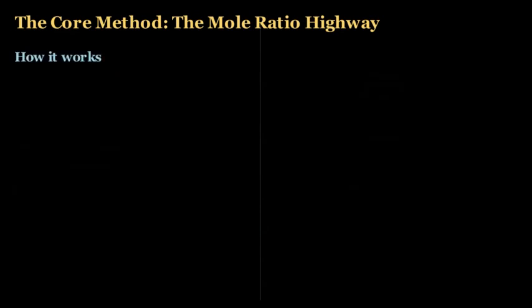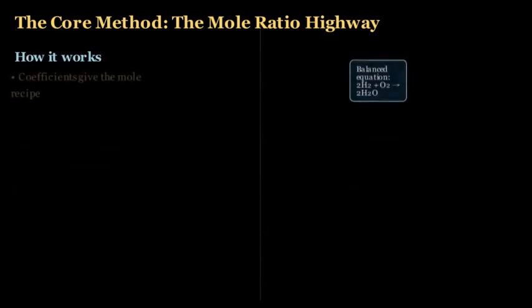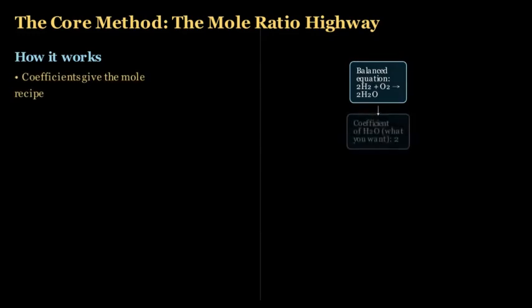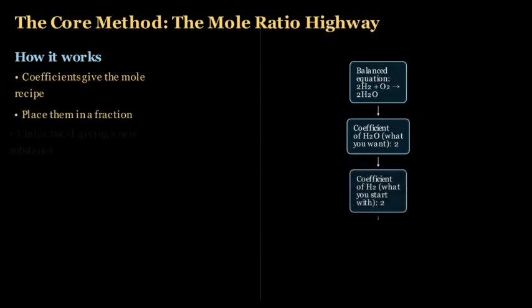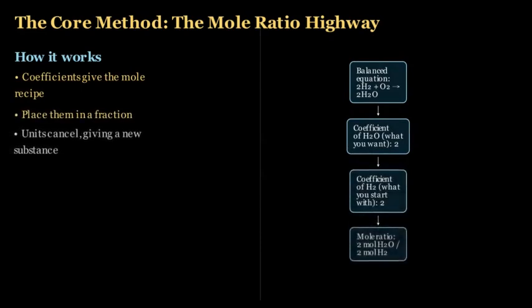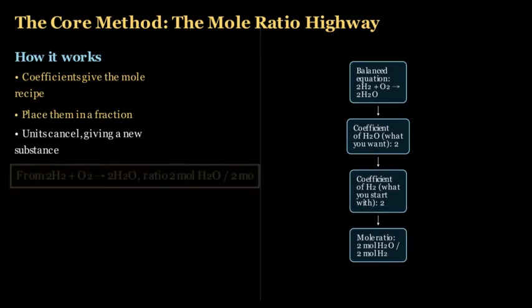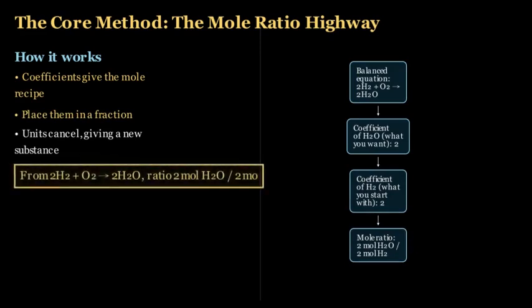Here's how it works. Look at the balanced equation. The coefficient in front of a substance tells you how many moles of it are in the reaction. For example, the 2 in 2H means 2 moles of hydrogen. To build the highway, you take the coefficient of the substance you want to find and put it on top, and the coefficient of the substance you're starting with on the bottom. When you multiply, the moles of starting substance units cancel out, and you're left with the moles of desired substance. It's a simple, powerful unit conversion.